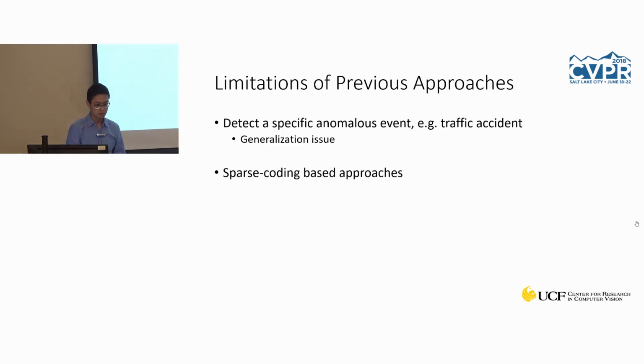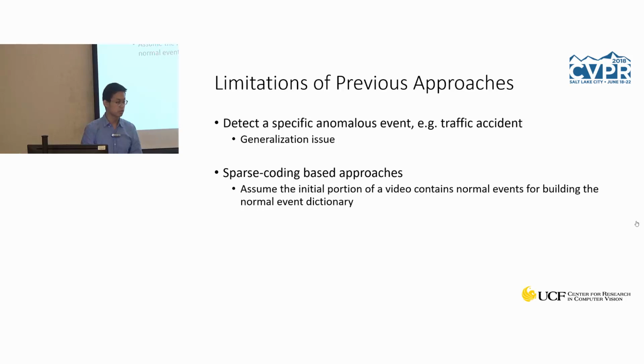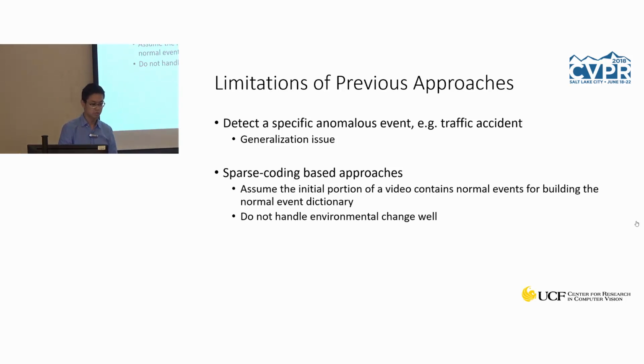There's also a sparse coding based approach, which assumes the initial portion of the video is the normal portion and uses that to build a dictionary and reconstruct the future frames. If anything deviates and the reconstruction error is very large, it considers that an anomaly is happening. This approach is not able to handle environment change very well. If there is a sudden drastic change of the environment, it will result in a very large reconstruction error, and will possibly produce a high false alarm rate for different normal behaviors.